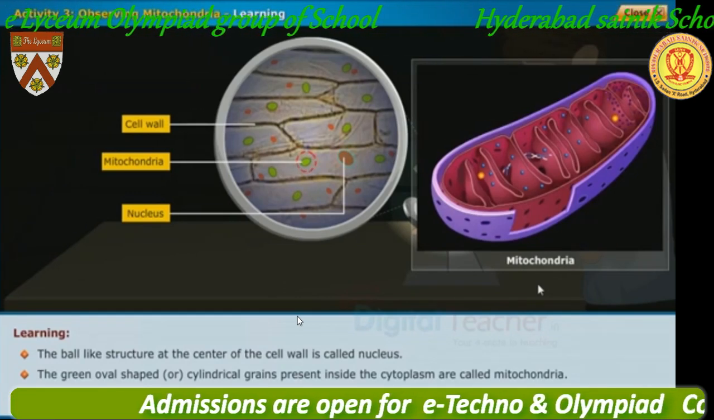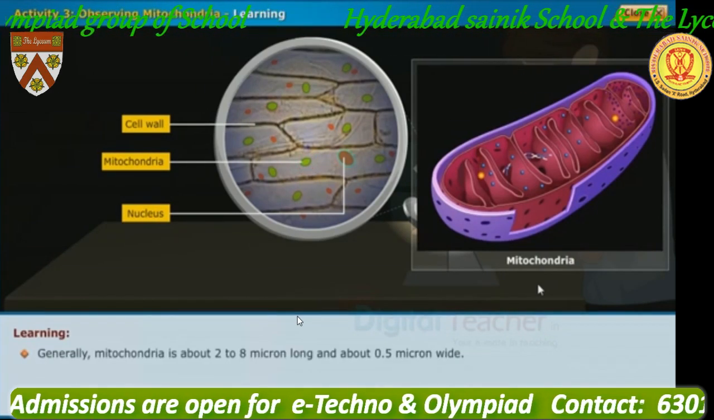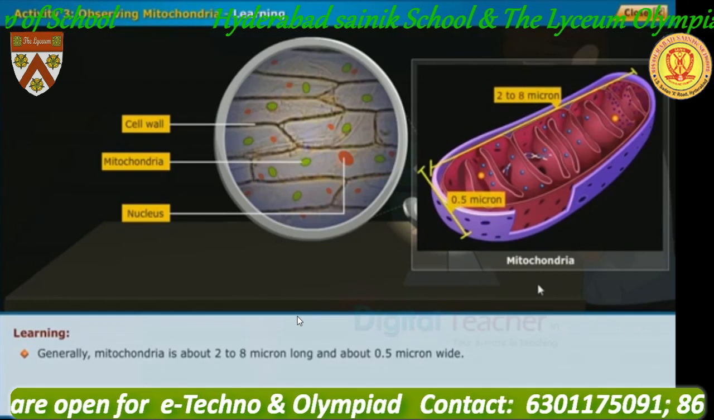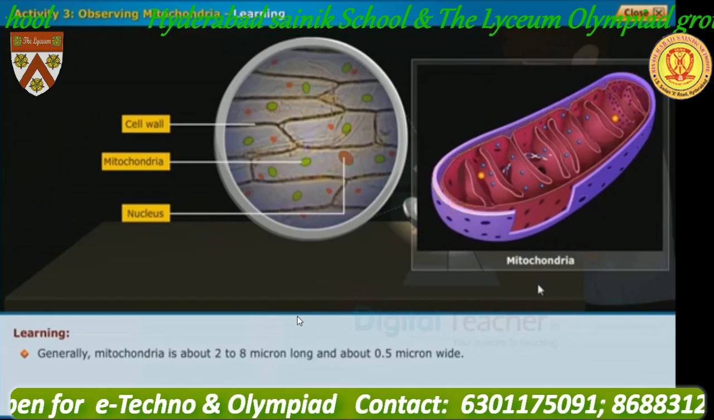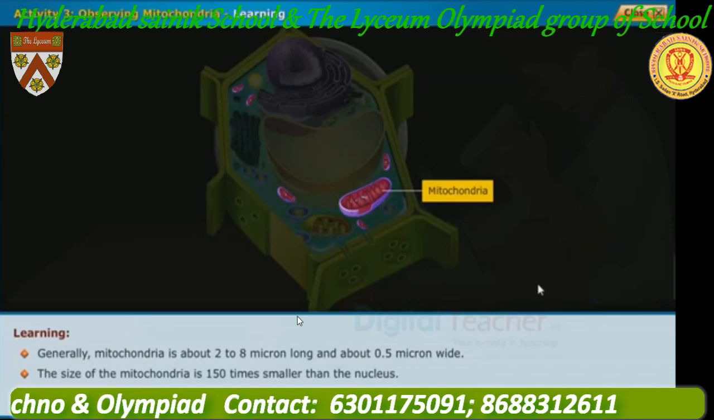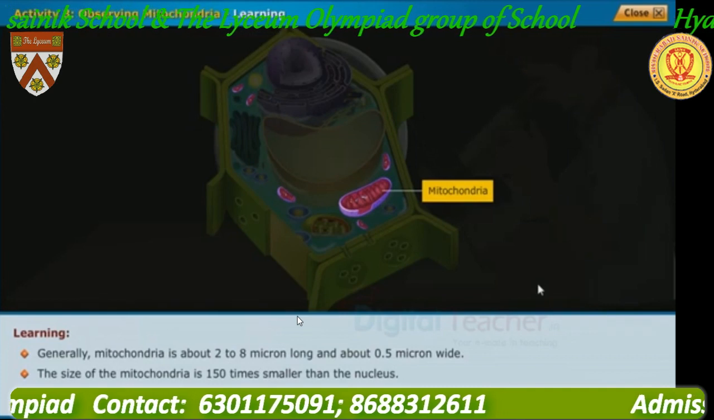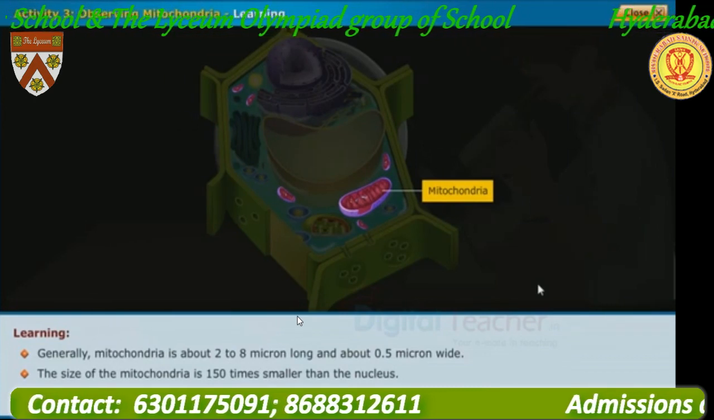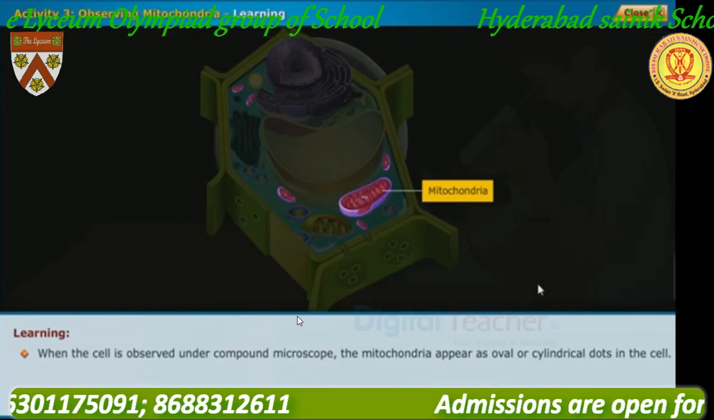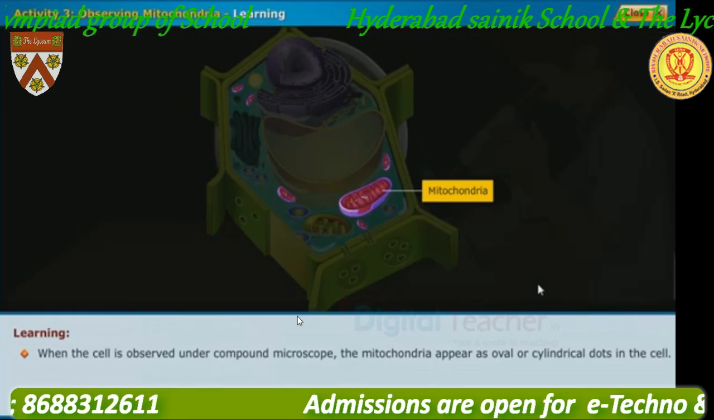Mitochondria are small, spherical and cylindrical organelles. Generally, mitochondria is about 2 to 8 micron long and about 0.5 micron wide. The size of the mitochondria is 150 times smaller than the nucleus. In each cell, there are about 100 to 150 mitochondria. When the cell is observed under compound microscope, the mitochondria appear as oval or cylindrical dots in the cell.